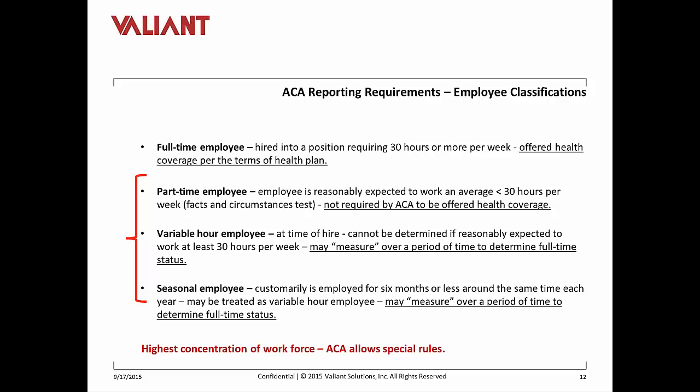And lastly, we have a classification of seasonal employees. These are individuals who are generally working 6 months or less around the same time during the year. They may be treated as variable hour employees for purposes of benefits. And that means we may also measure these individuals over a period of time to determine full-time status. Now, it's important to note that a seasonal employee, when hired for those 6 months or less period, may in fact work 30 hours or more per week. And it may be known that that individual will be working as such. However, we can treat those individuals for purposes of eligibility for benefits as a variable hour employee, thus measure their service over a period of time to determine whether or not we're required to offer full-time status to that individual and thus offer employee health insurance.